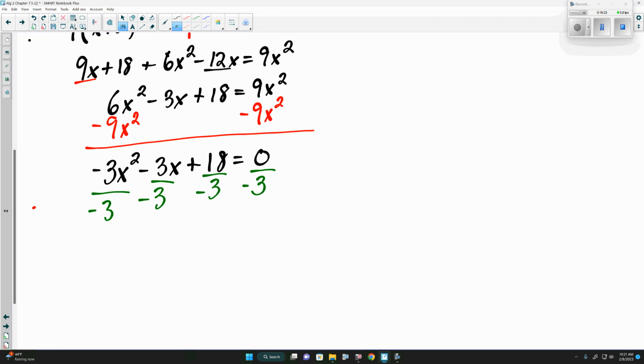Which will give us x squared. Negative 3 divided by negative 3 is positive 1. 18 divided by negative 3 is negative 6. And 0 divided by negative 3 is 0.